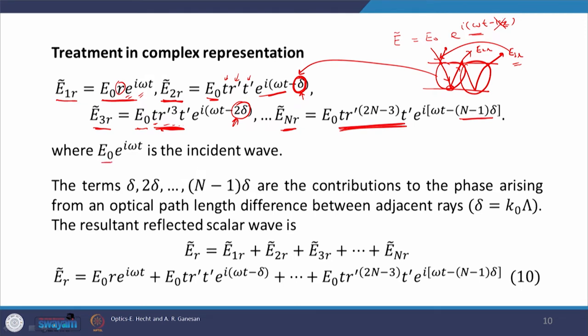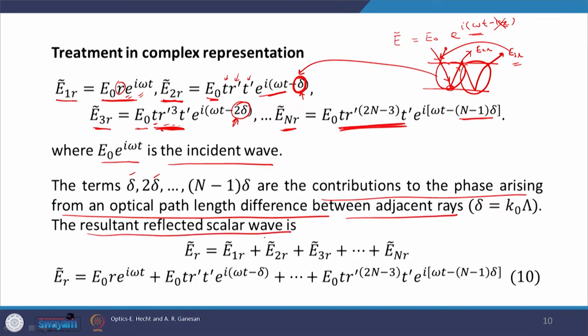E naught e to the power i omega t, as I said before, is the incident wave, and these phases delta, 2 delta, (n minus 1) delta are the contribution of the phase arising from the optical path length difference between the adjacent rays. Now, the resultant scalar wave would be the sum of all these waves. Let us sum them up and substitute for E1r, E2r, E3r, and this is the final big expression which we get in the form of equation 10. This gives the resultant disturbance or resultant amplitude in the reflected part. Again, remember that delta is the optical path length difference between adjacent rays.